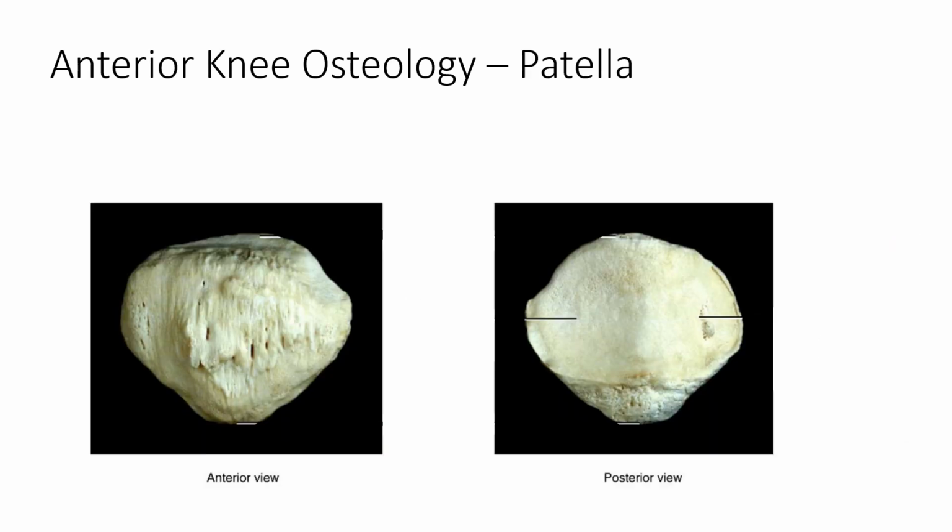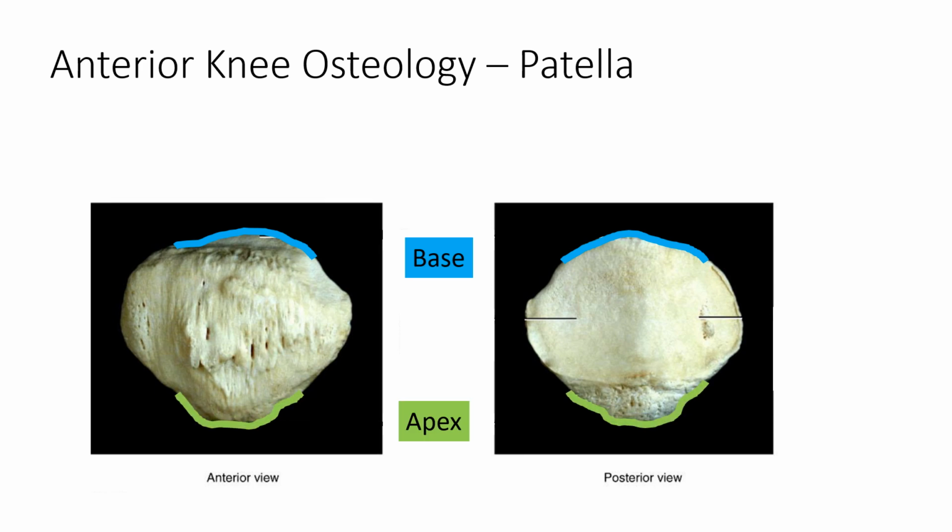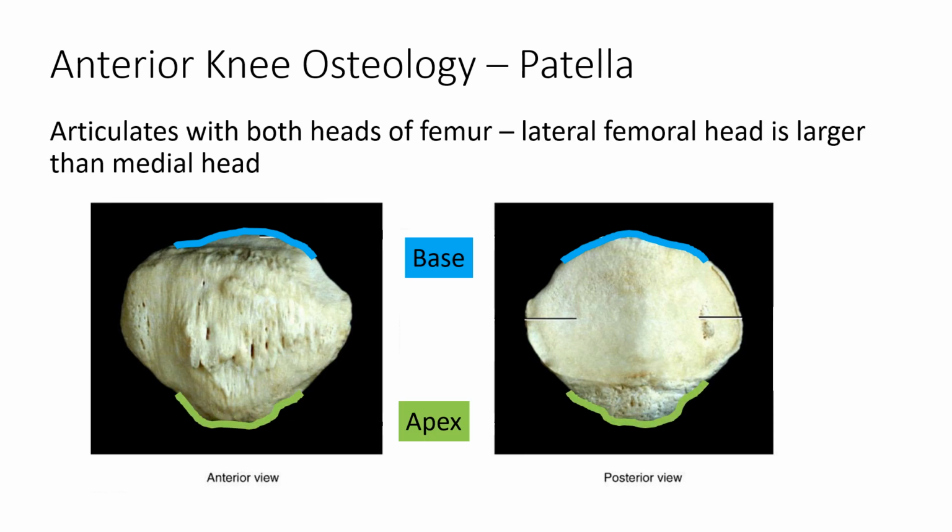So let's take a closer look at the patella. On the left, we have a picture of an anterior view of the patella, and on the right is a posterior view. The portion on the superior part of the patella is the base, whereas the inferior portion is the apex. The patella articulates with both heads of the femur. However, the lateral femoral head is larger than the medial femoral head, and we can see that when we look at the posterior view of the patella.